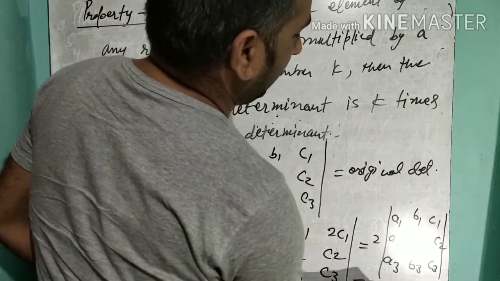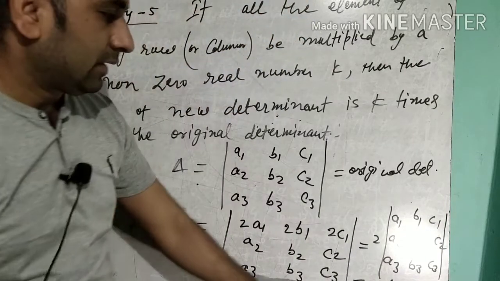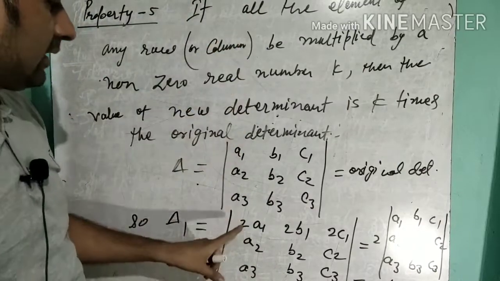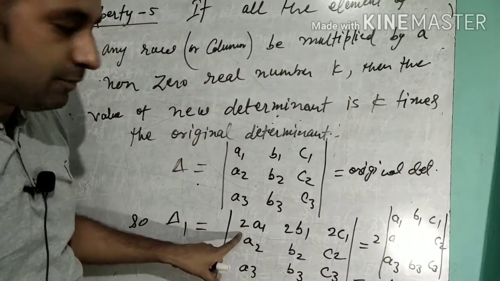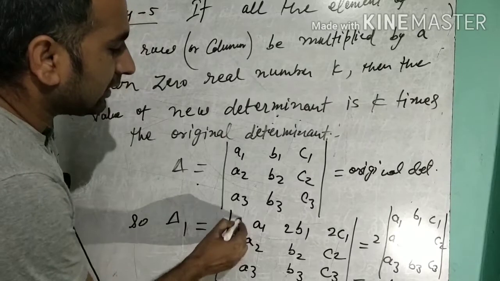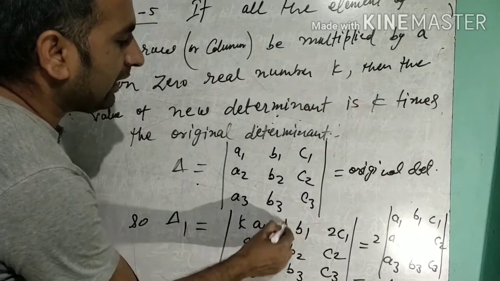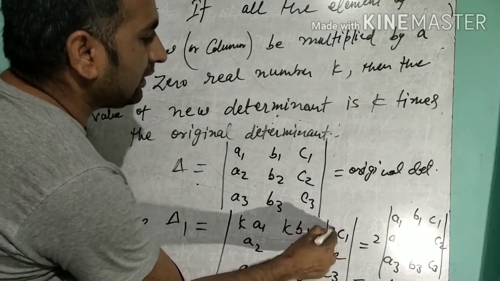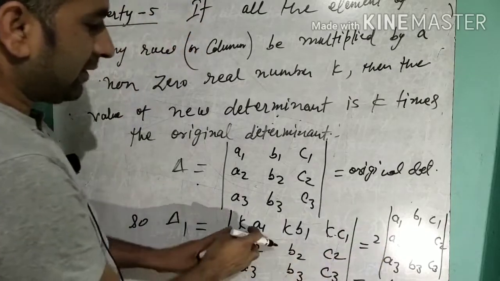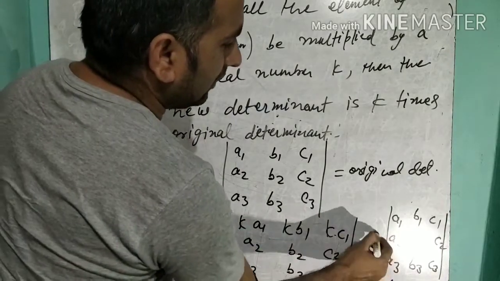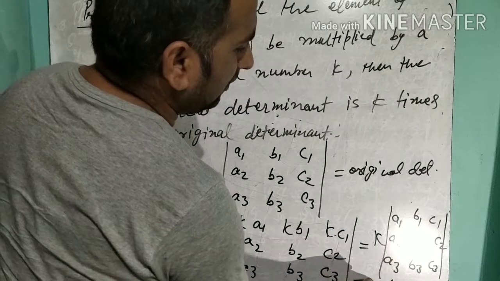So this will again give you what? Here I am taking a real number 2. If you want, you can take k as a number. Okay, k b1, similarly k c1. So what is your common? Your common will be k. Suppose it is also k.